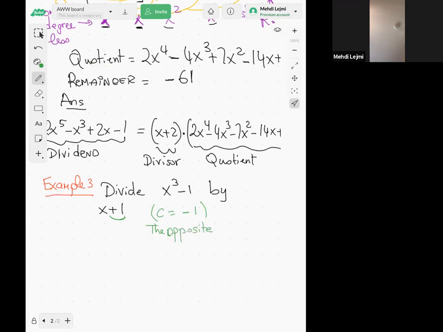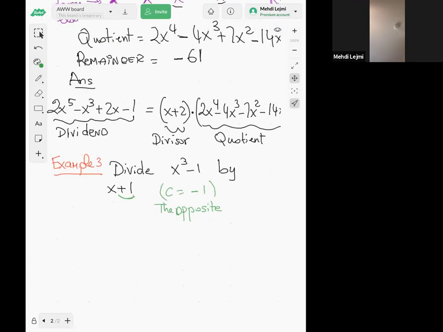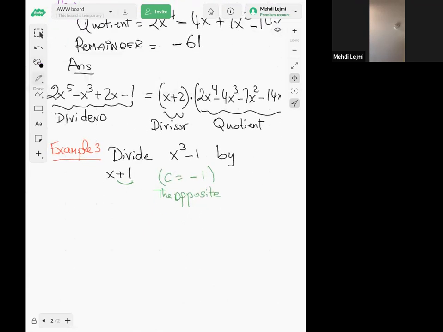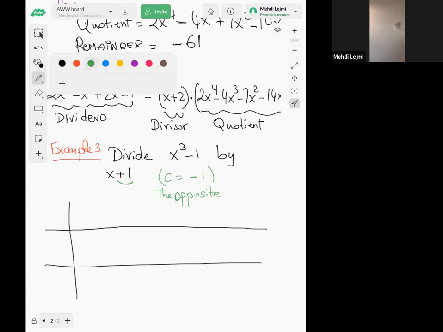When you make your table, here's my table. I put the c, which is -1. Then I have my dividend. The highest power here is 3, in x cubed minus 1, so we start with x cubed. You don't skip the power. After x cubed, you're supposed to have x squared. After x squared, x. After x, the constant.